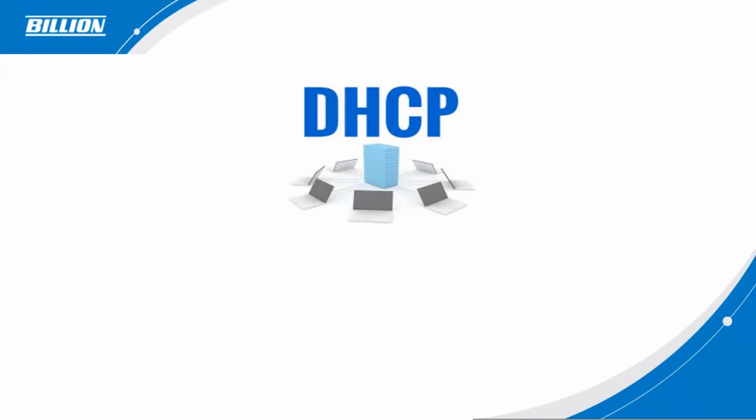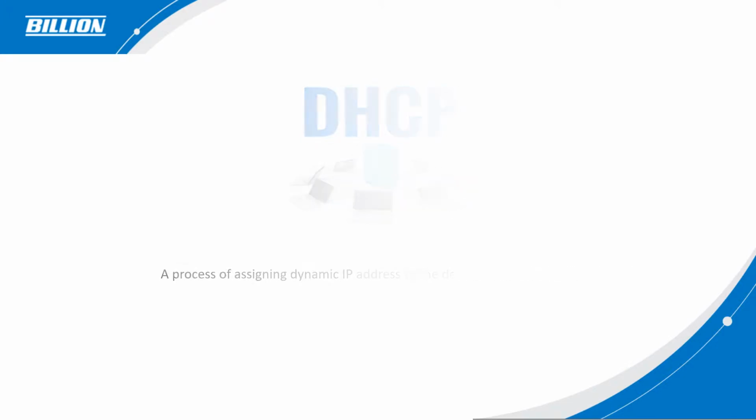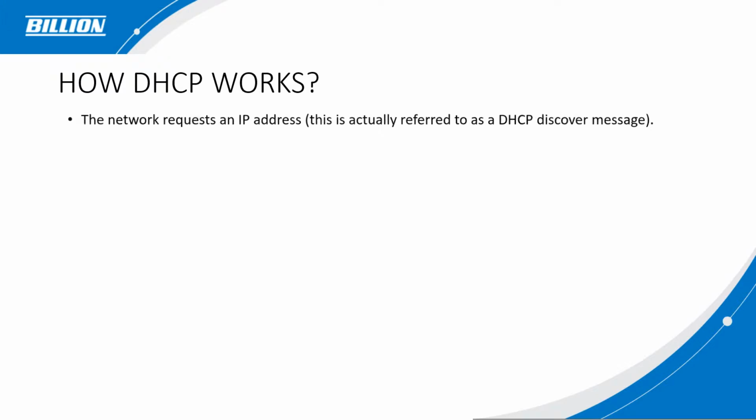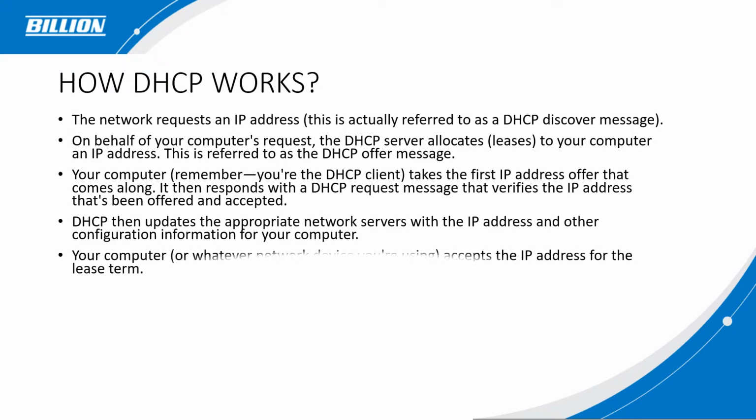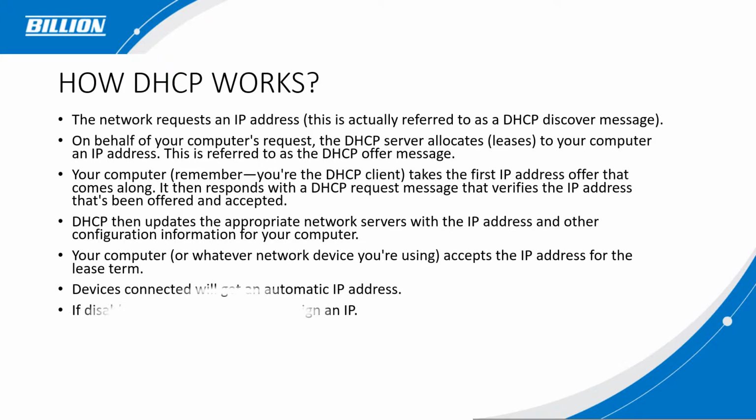Today, we are going to see how to assign a static IP to your computer and to Billion routers. Do you know what is DHCP? DHCP is a process of assigning automatic or dynamic IP addresses to the devices connected in the network. Please do read the following to have a clear idea of what DHCP is and how it works in the real scenario.